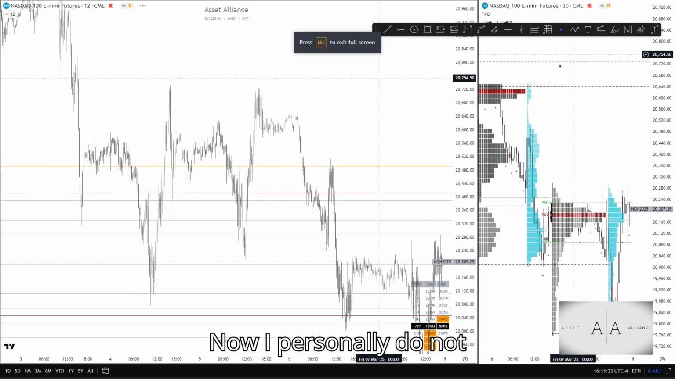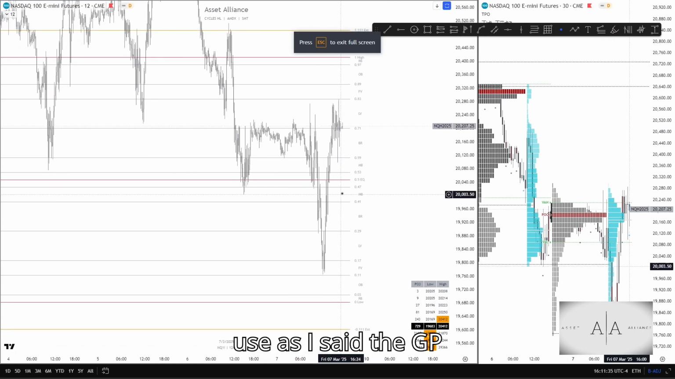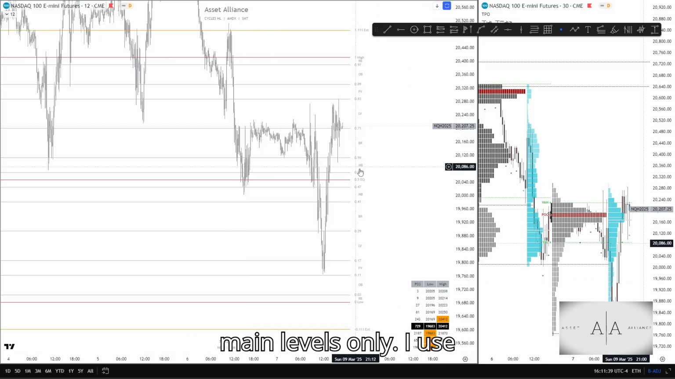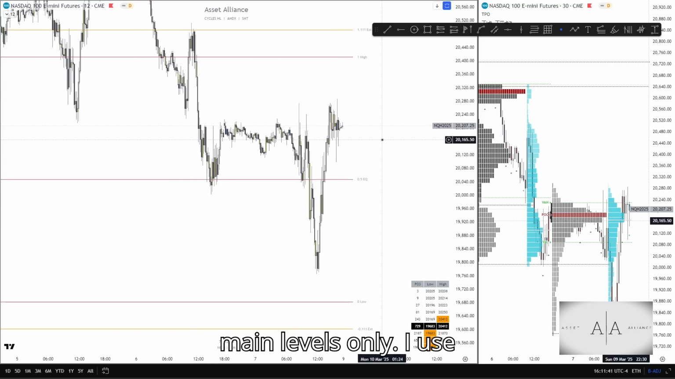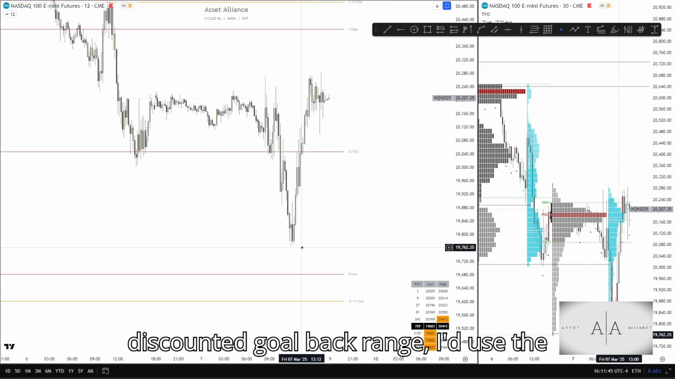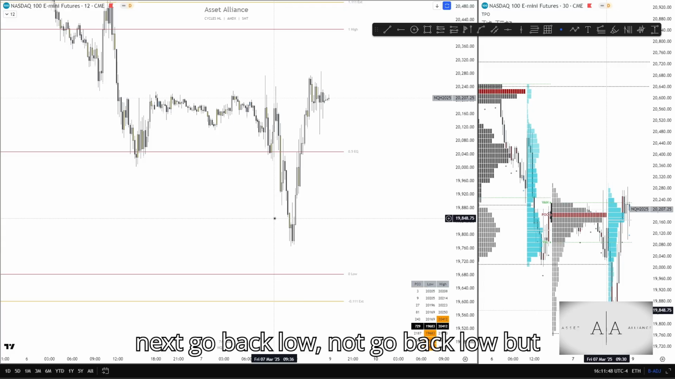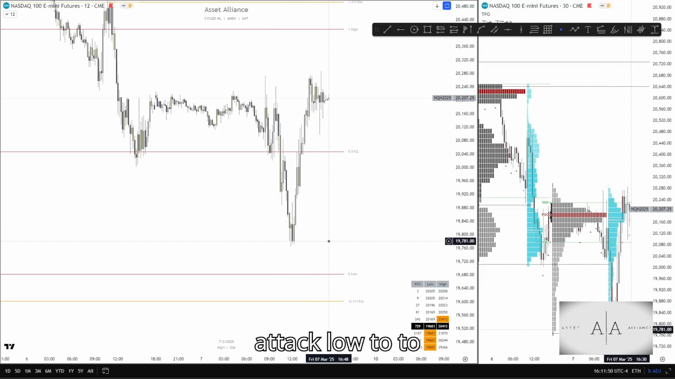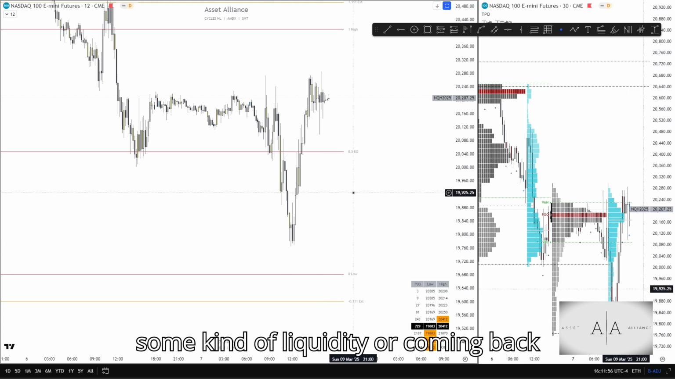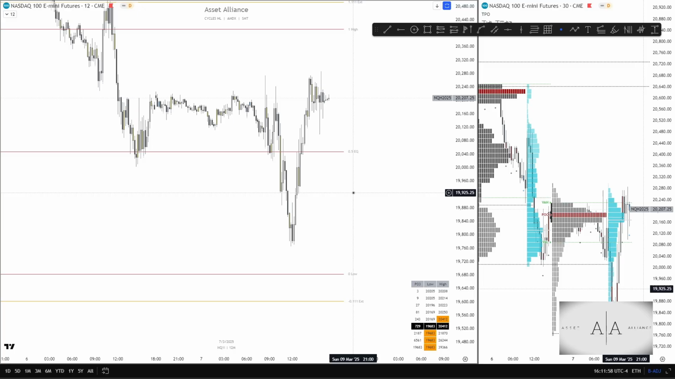Now, I personally do not use, as I said, the GB levels and everything. I just keep on my main levels only. I use my tack sequences, so let's say we're in a discounted Goldbach range. I'd use the next tack low to pretty much get a buy after taking some kind of liquidity or coming back into an HTF PD array.